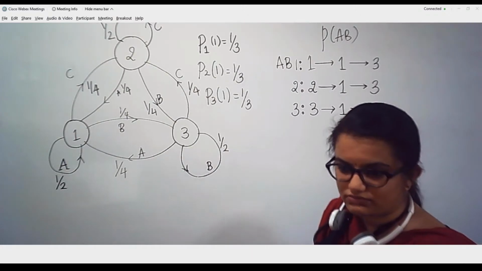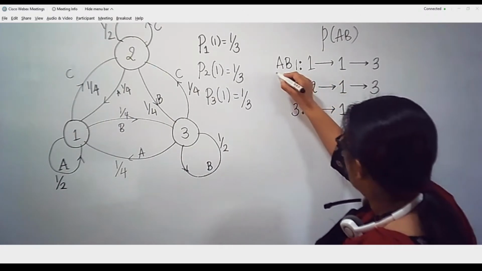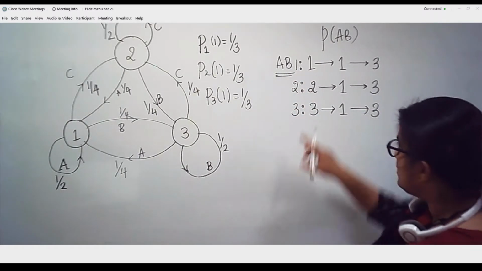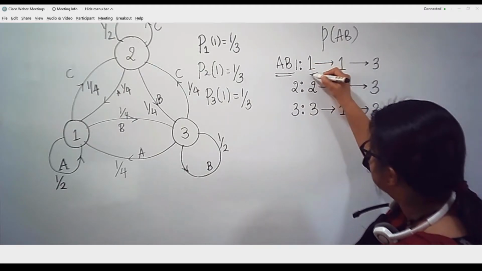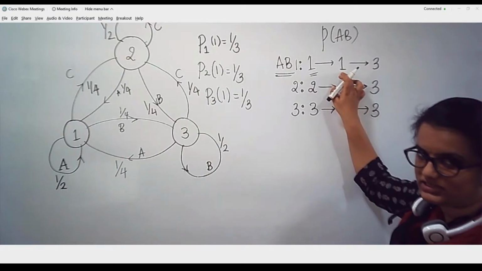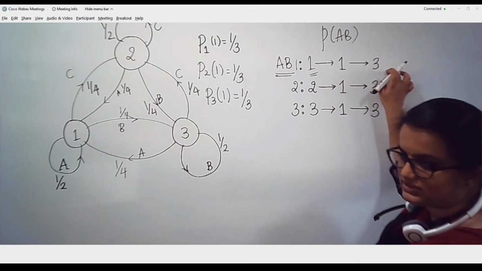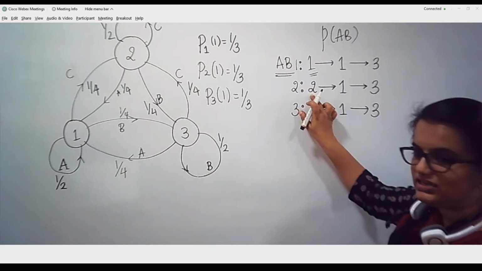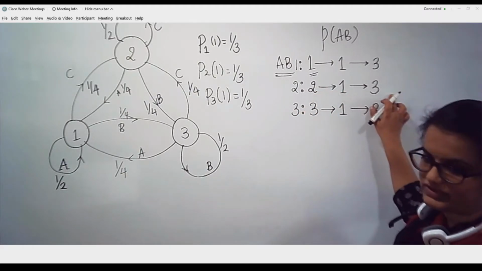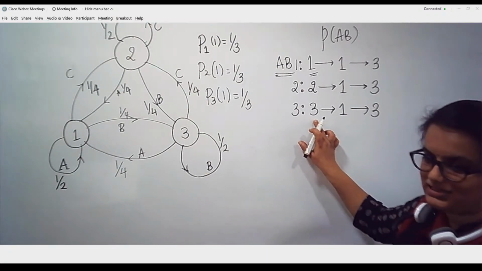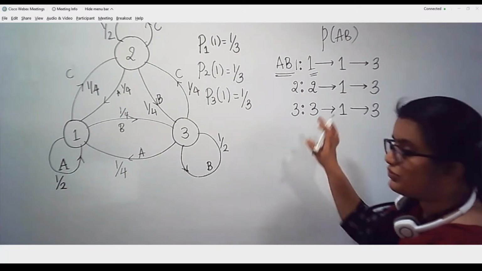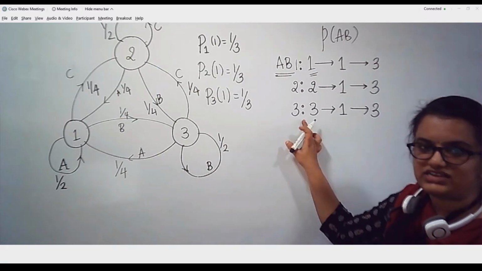Understood, ma'am. So, finding the message AB, I have different ways to obtain AB. If the initial state is 1, then I can start at 1 and end at 1 to get letter A, and start at 1 and end at 3 to get B. If I begin at state 2, then 2 to 1 transition will give me A, 1 to 3 transition will give me B. If I start at 3, 3 to 1 will give me A and 1 to 3 will give me B.